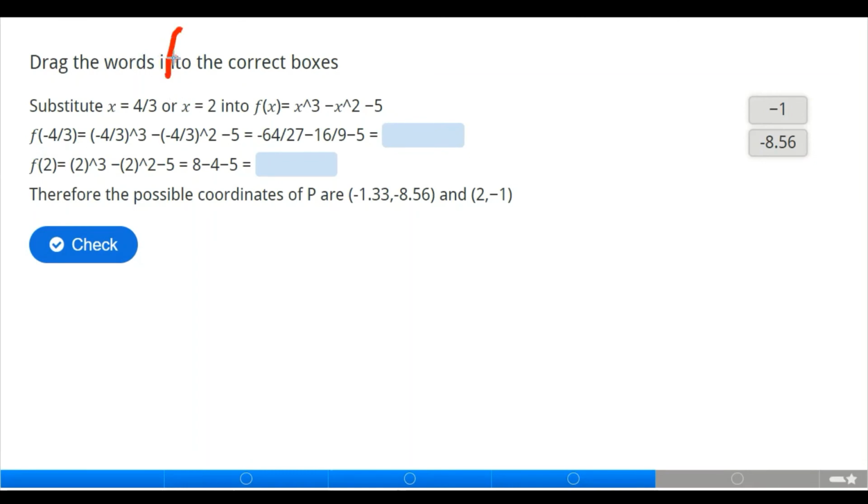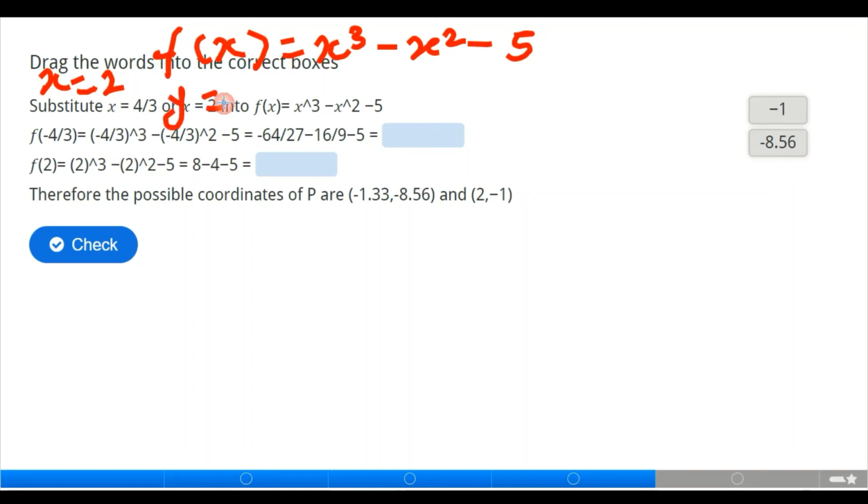So remember that the function itself is f of x equals x raised to power 3 minus x raised to power 2, right? Minus 5. Now, when x equals 2, what is this function of x? This function we can actually relate to be the y. So y equals what? 2 raised to power 3, right? Minus 2 raised to power 2 minus 5, isn't it?